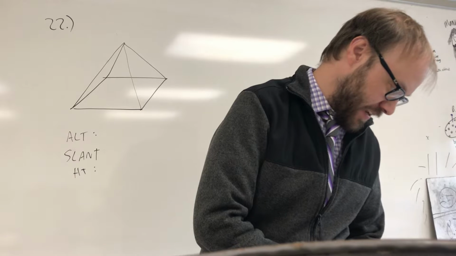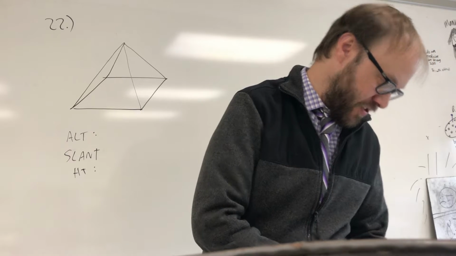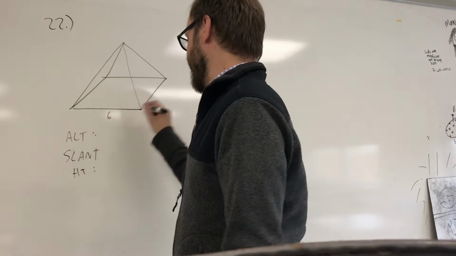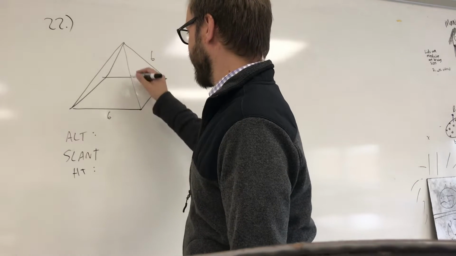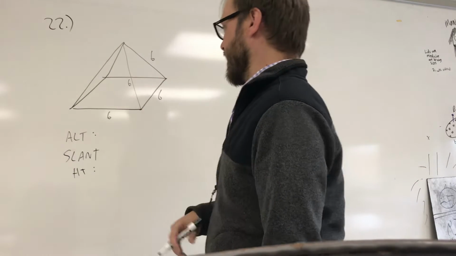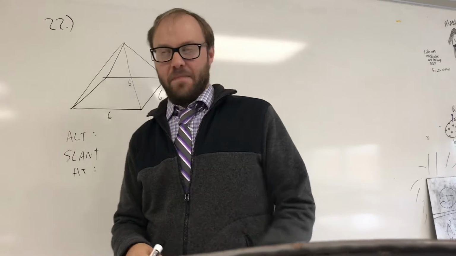Let me check that. It says, 4 equilateral triangles in a square. Each of the sides is 6. So the base is a 6 by 6. We've got 6s, all of these things. We need the altitude and we need the slant height.